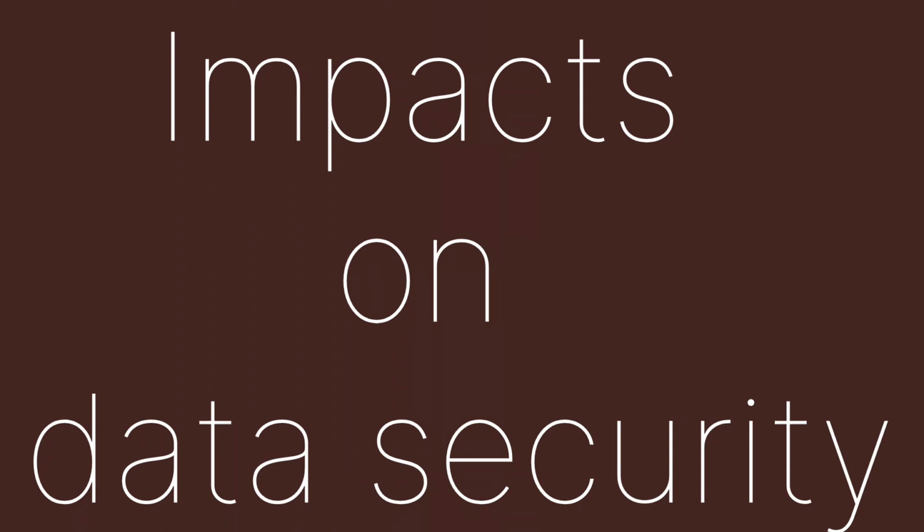Let's talk about some impacts of cryptography in data security. There are four main impacts of cryptography on data security: enhanced protection against cyber threats, secure communications, trust in digital transactions, and regulatory compliance. Let's begin with enhanced protection against cyber threats. Cryptography safeguards sensitive data from hackers, preventing unauthorized access and data breaches.